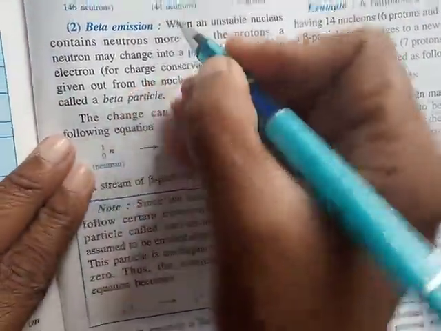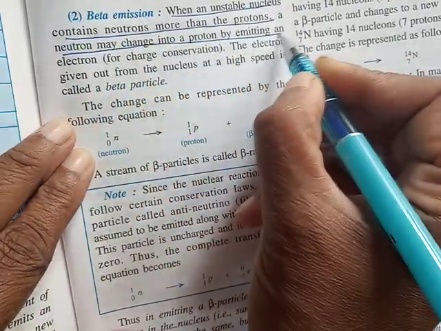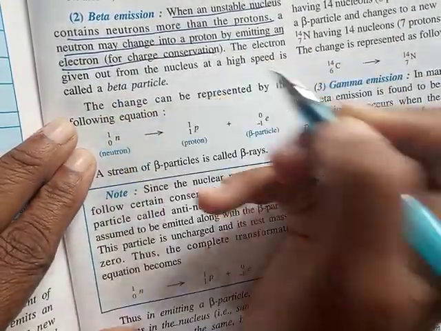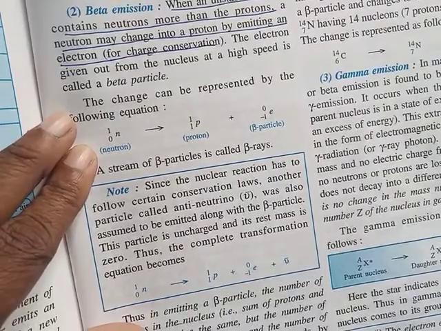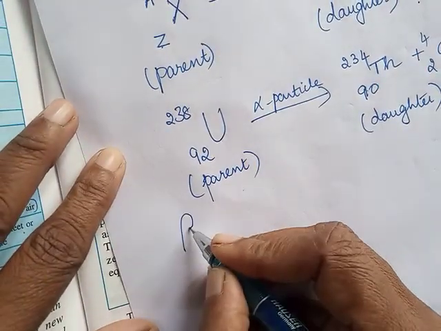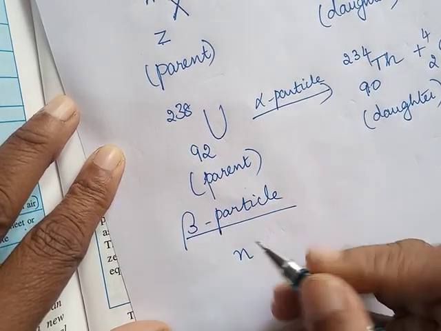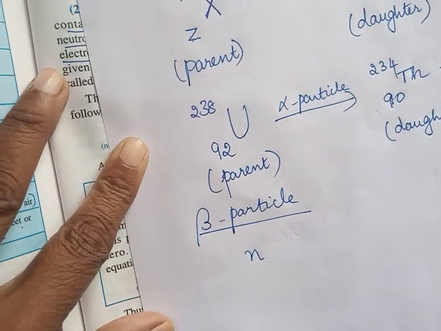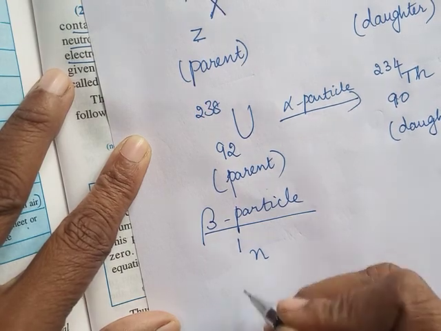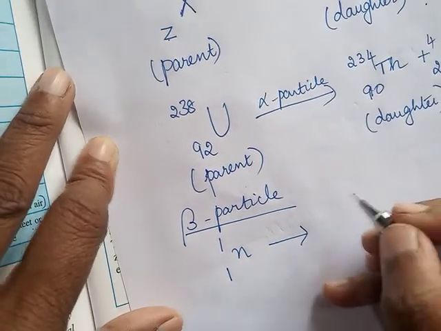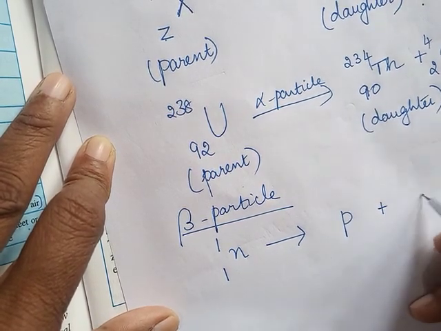Same. When an unstable nucleus contains more neutrons than protons, a neutron may change into a proton by emitting an electron for charge conservation. This electron coming out is called a beta particle. I had explained before itself. So what happens during beta emission is, one neutron inside the nucleus, because there are more neutrons compared to protons, will try to become a proton by emitting an electron.